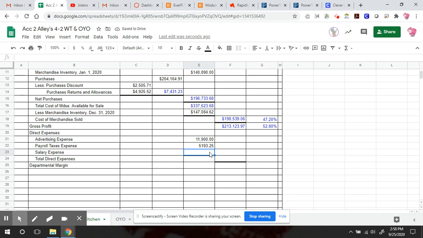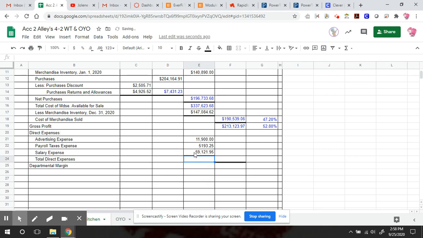And then salary expense, $59,121.95. That's salaries for just the people who work in the kitchen department. So these are the direct expenses. Yes, there are other expenses, but those are all considered indirect because the whole store has to pay for rent, electricity, water, internet, or anything like that. So these are the only direct ones. Now, we have to subtract them from our profit. This is gross profit. We don't show a real profit until after we have taken our expenses out.